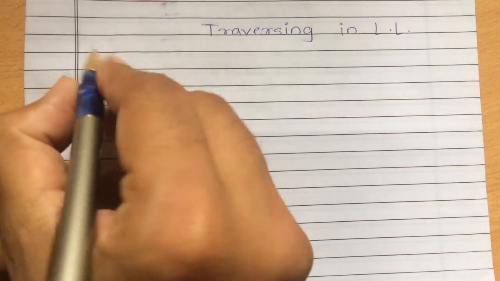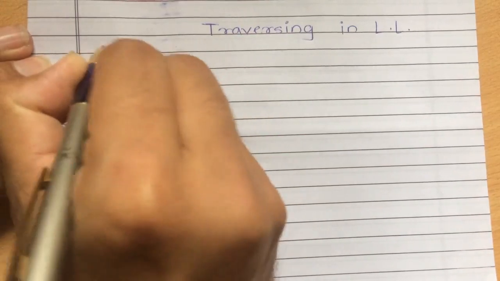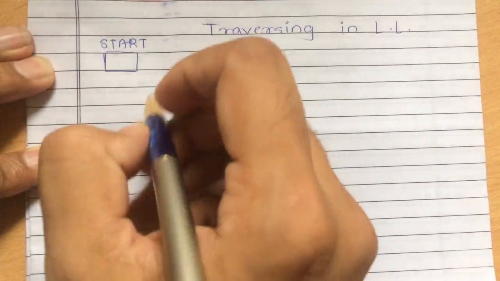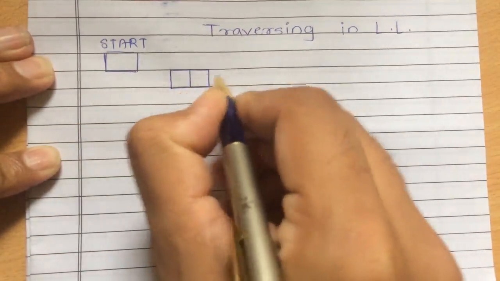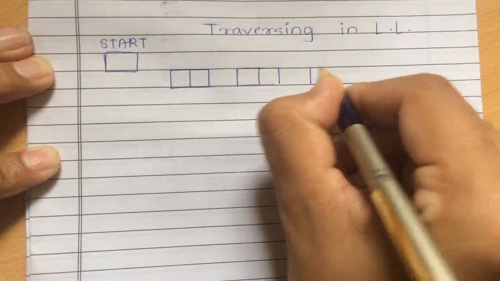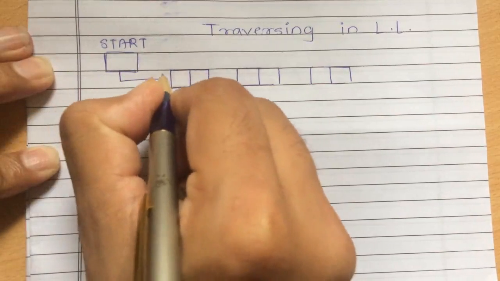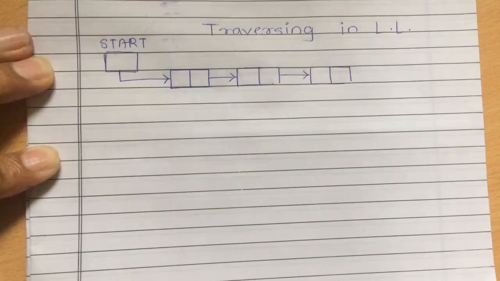I will draw a simple linked list so you will easily understand the concept of traversing. First we require the pointer variable start, which holds the address of the first node. Total 3 elements are there.